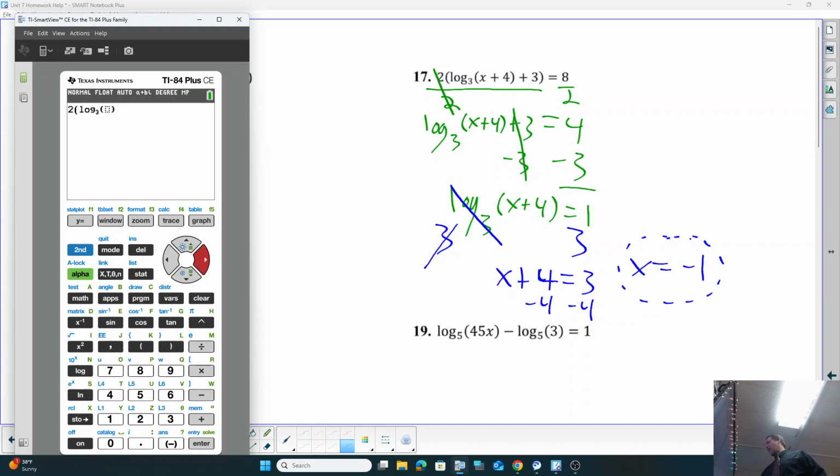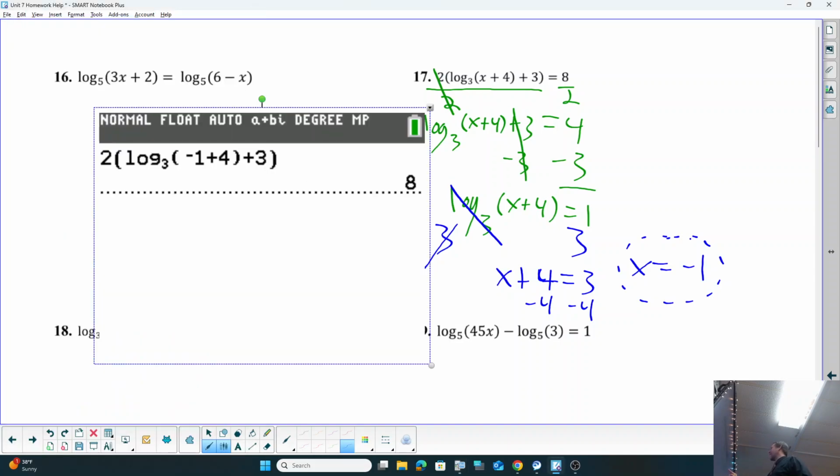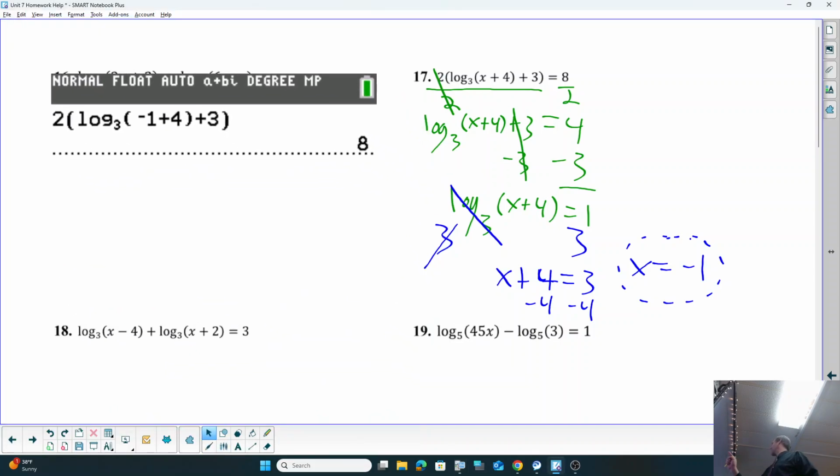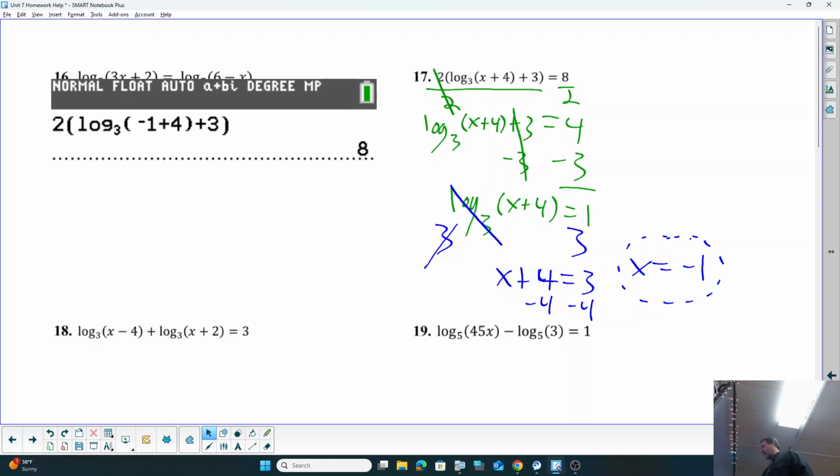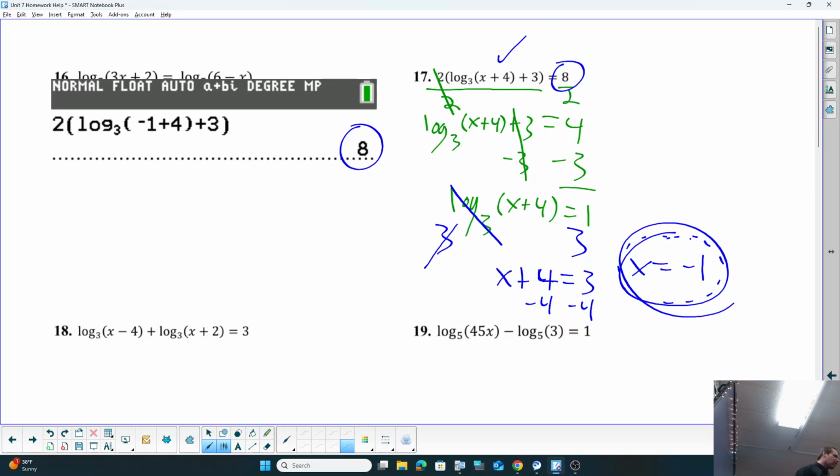What did we get for x? We got a negative 1 plus 4. And then next is our plus 3, close parenthesis. Well, did we get 8? We certainly did get 8. We did it. It works. We got 8. Check. So x equals negative 1 is our solution for number 17.